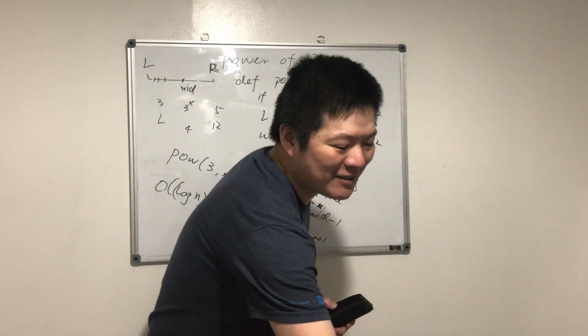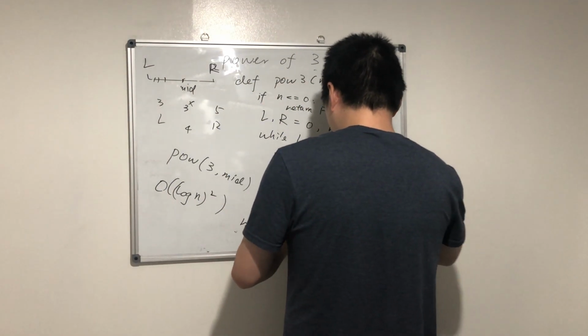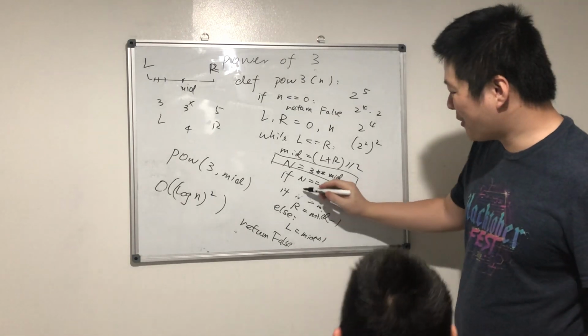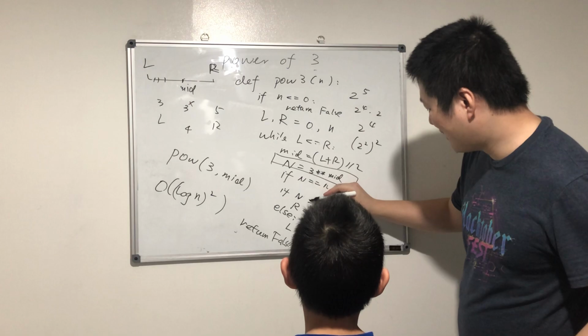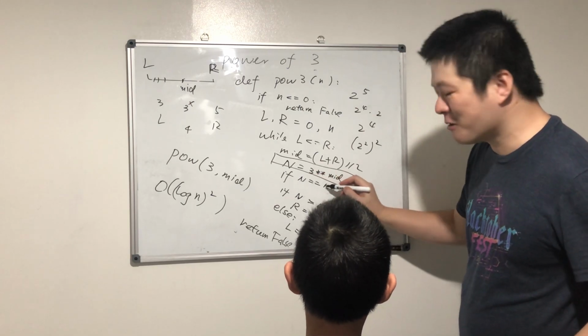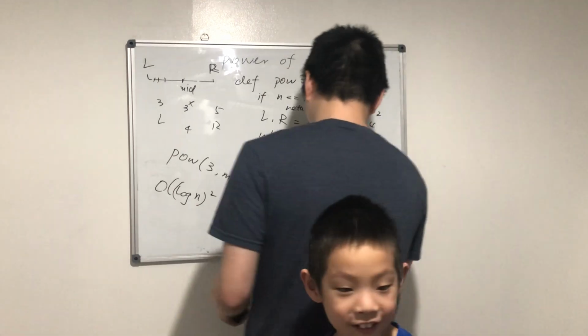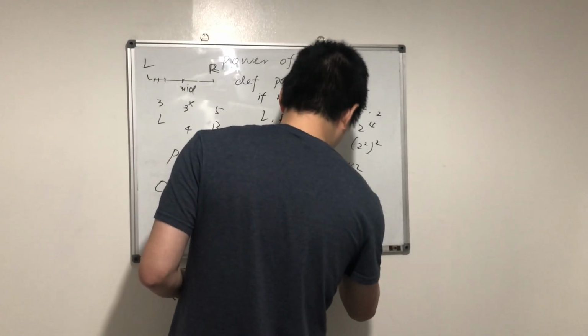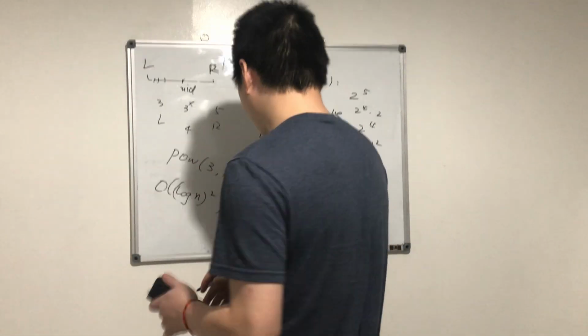Okay, turn around. I'm going to erase this. Can you tell me what I should put here? If n equals n, we find it, so we should return true. We're done, return true.